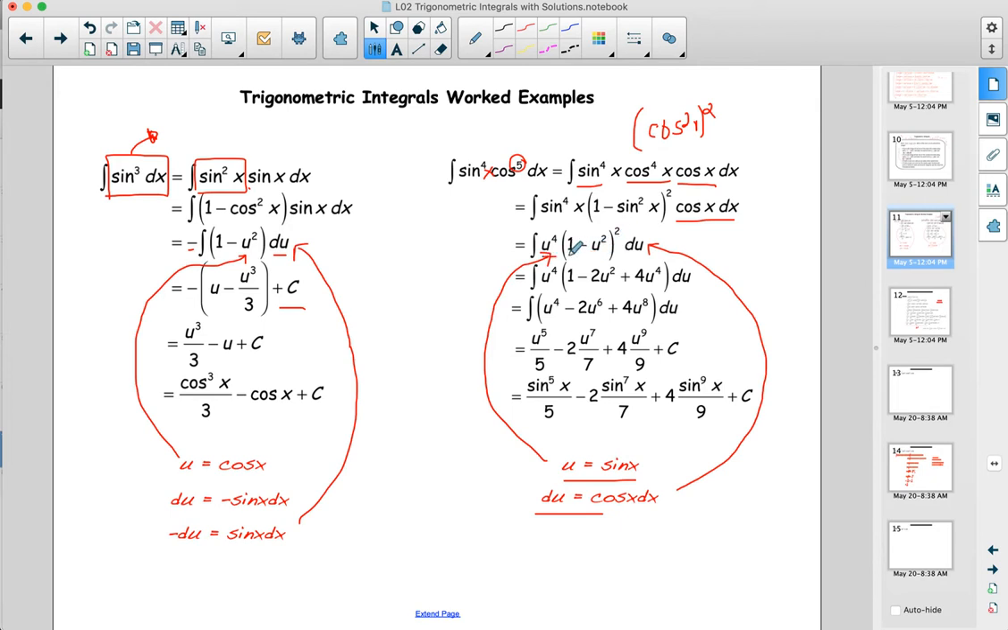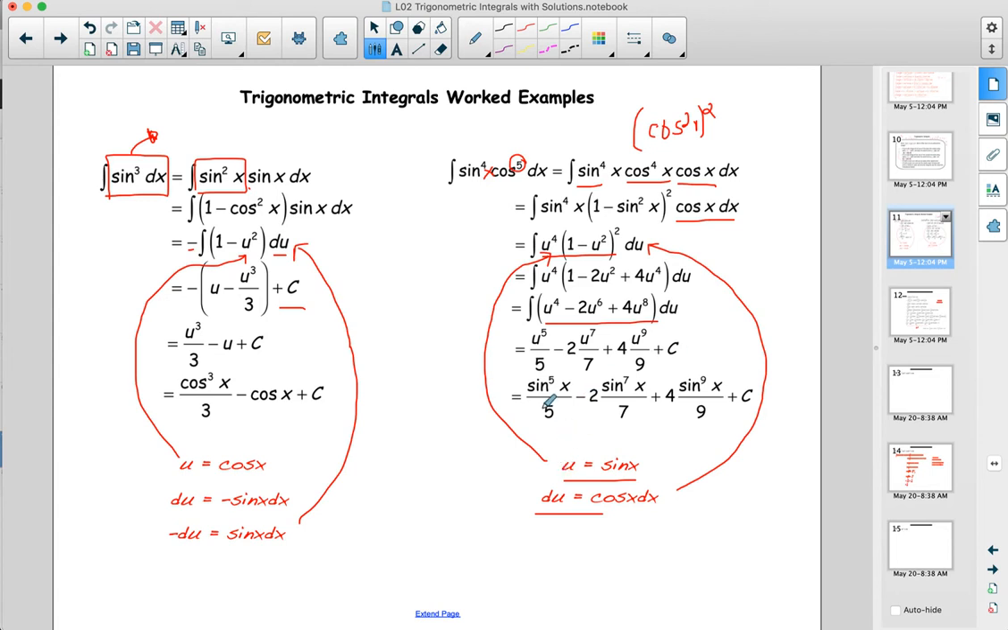And now we're going to work with these algebraic functions. So u to the 4th, expanding, we get 1 minus 2u squared, plus u to the 4th, and then distributing, we'll get u to the 4th minus 2u to the 6th, plus u to the 8th. And now we're ready to go backwards on these algebraic functions. So this becomes u to the 5th over 5, minus 2u to the 7th over 7, plus u to the 9th over 9, plus c.